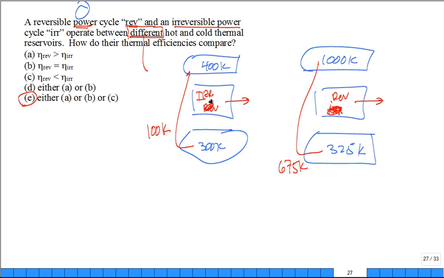So if you start changing the different hot and cold thermal reservoirs, it's really hard to make a comparison about the thermal efficiencies. It's impossible.